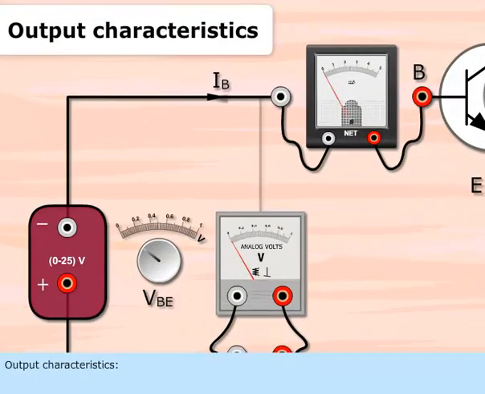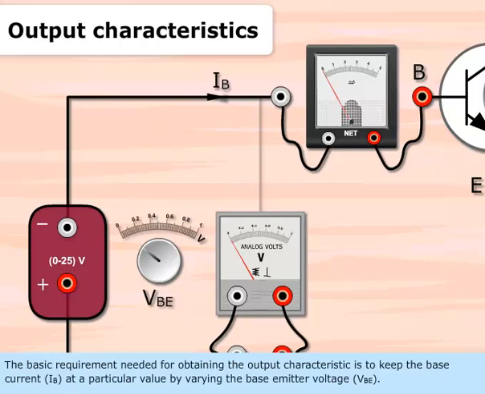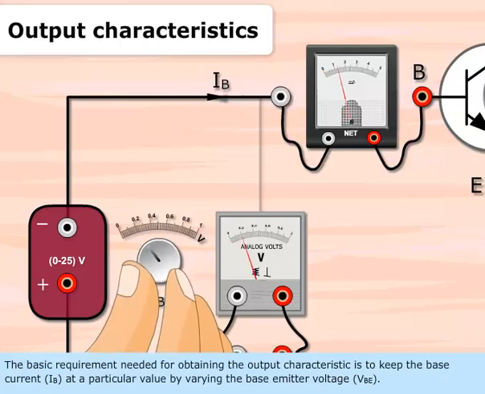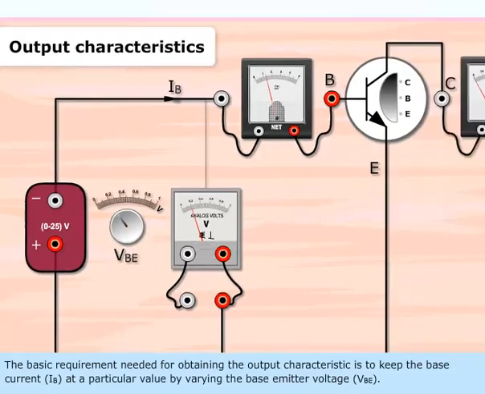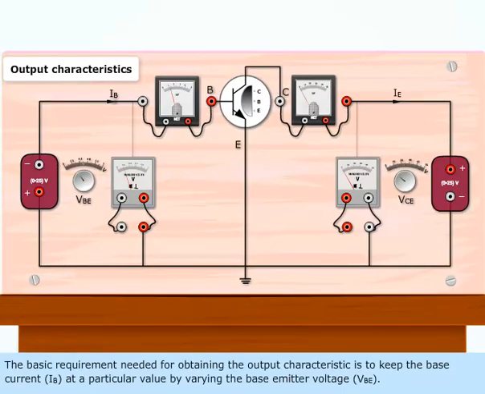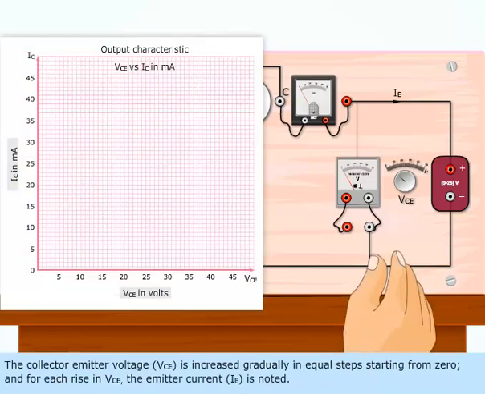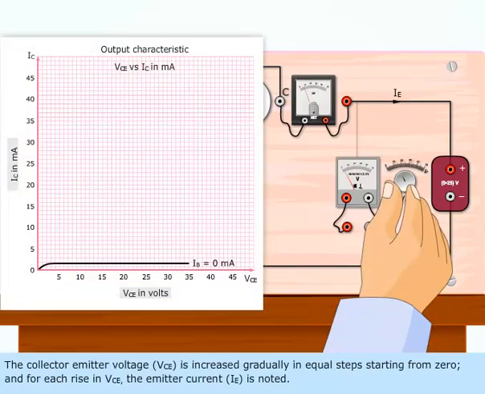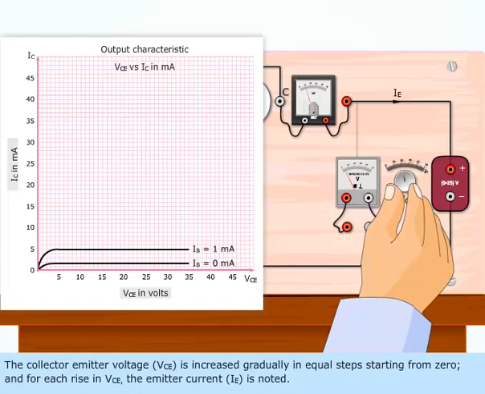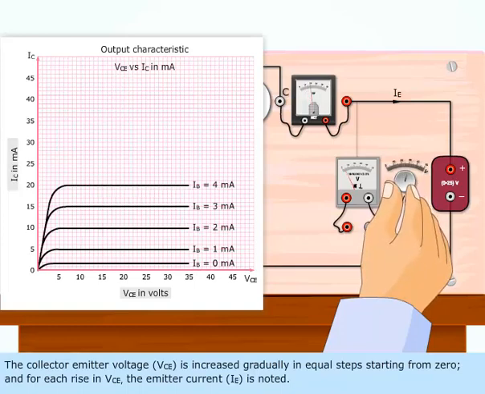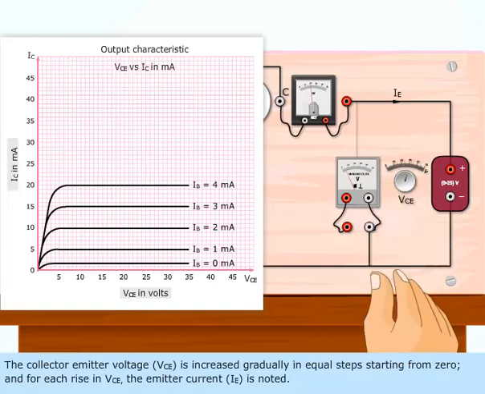Output characteristics. The basic requirement needed for obtaining the output characteristic is to keep the base current I sub B at a particular value by varying the base emitter voltage V sub BE. The collector emitter voltage V sub CE is increased gradually in equal steps starting from 0, and for each rise in V sub CE, the emitter current I sub E is noted.